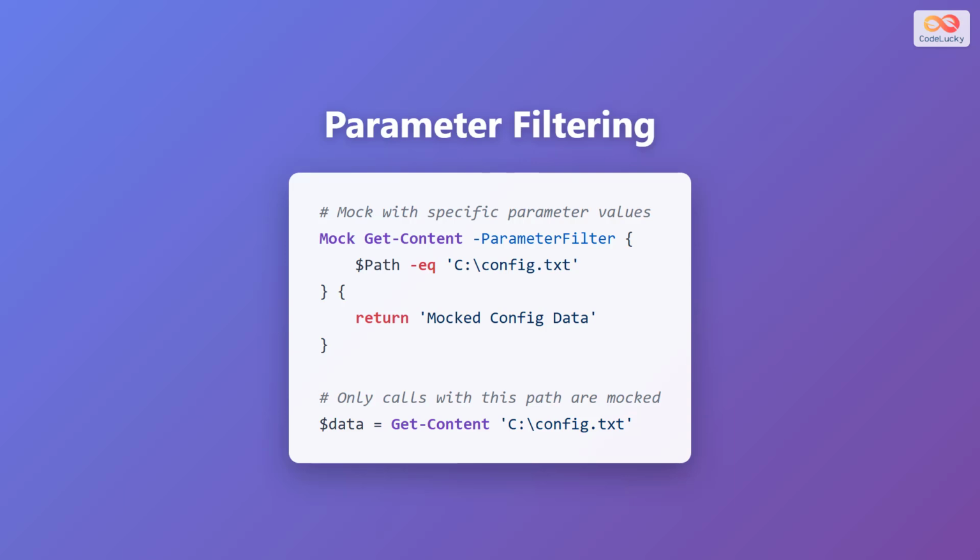Parameter filtering allows you to create mocks that only respond to specific parameter values. In this example, we're mocking Get-Content, but only when the Path parameter equals C:\config.txt. If your code calls Get-Content with a different path, the real Get-Content cmdlet will be called instead. This gives you fine-grained control over which calls are mocked and which aren't. It's particularly useful when your function calls the same cmdlet multiple times with different parameters, and you only want to mock specific calls.